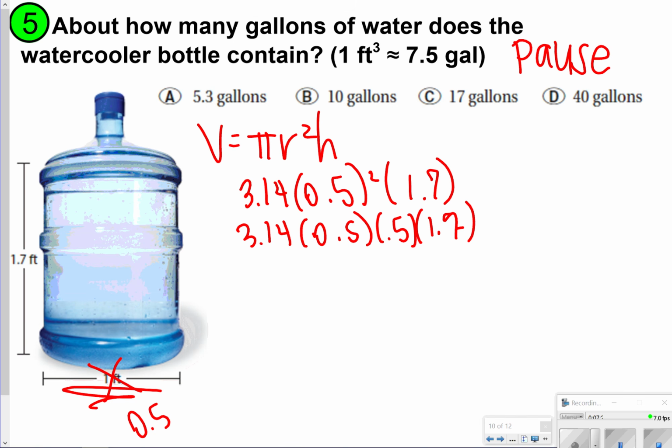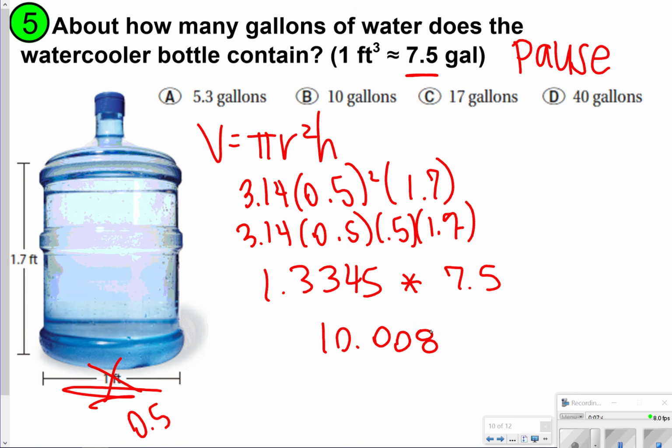That is going to give you 1.3345. That's how many cubic feet are in there. And then to convert it to gallons, you're going to multiply it by 7.5. And that's going to give you like 10.008 something, 875. And that's going to be closest to option B here for number 5. So they're actually 10 gallons.